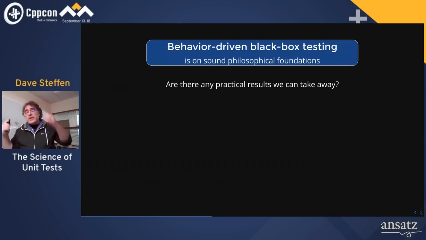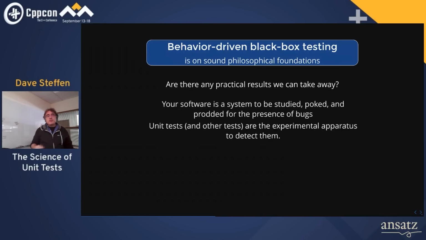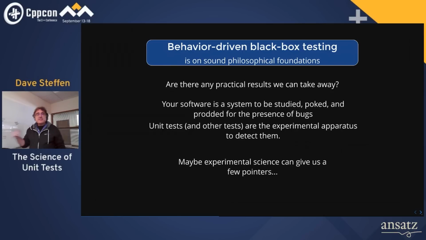But look, can we get any practical results out of all of this? For example, if you start to think about it, your software is a system. It's a physical system, right? I mean, there's electrons getting pushed around at some level. It's a physical system that you want to poke, prod, and study for the existence of bugs. And your unit tests are the experimental apparatus to detect the bugs. That's really what we're trying to do. If this is the case, maybe experimental science can give us a few pointers.